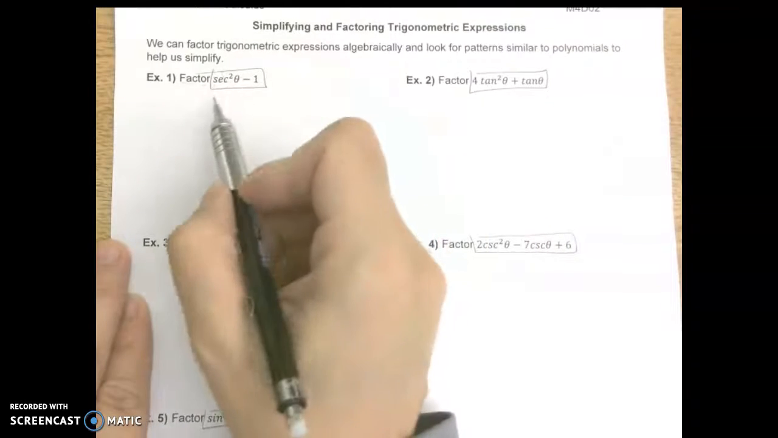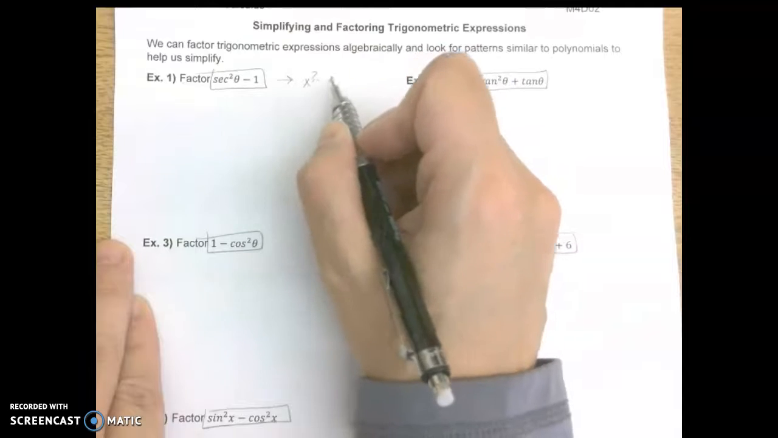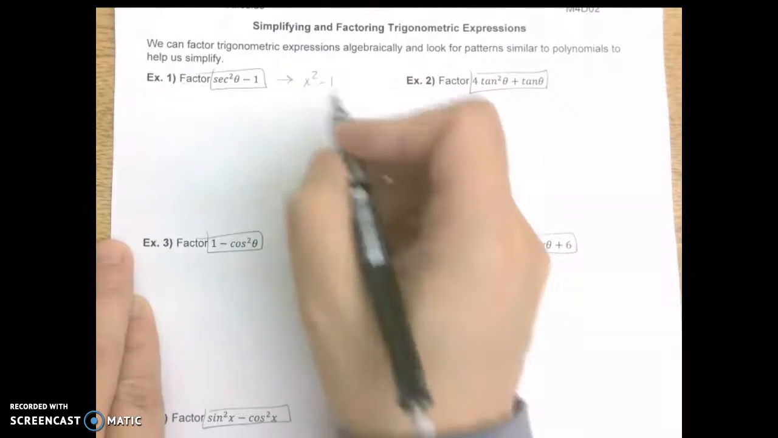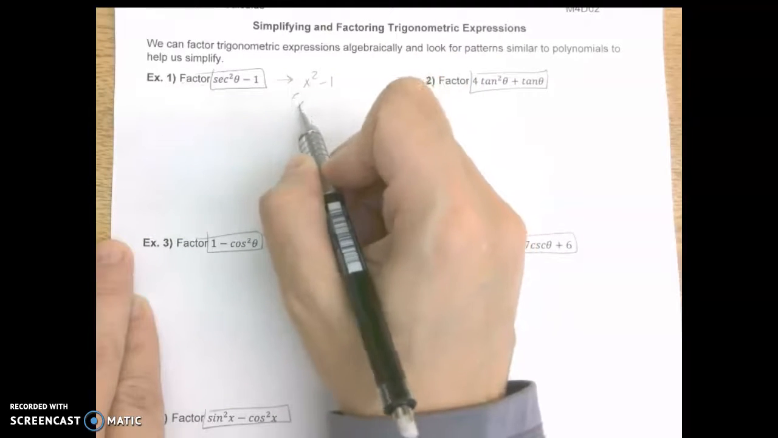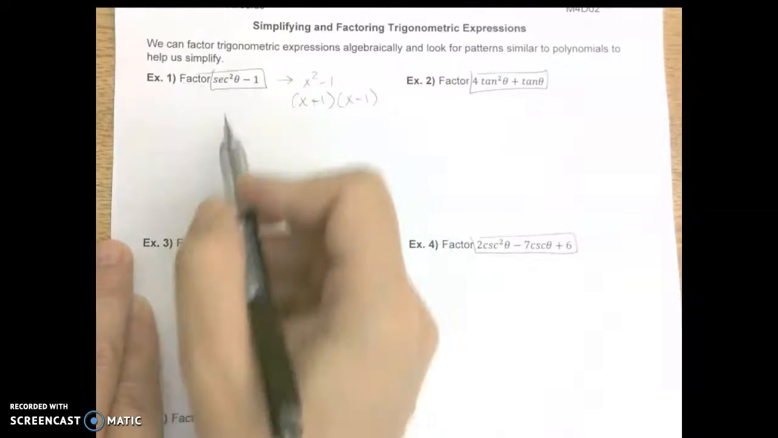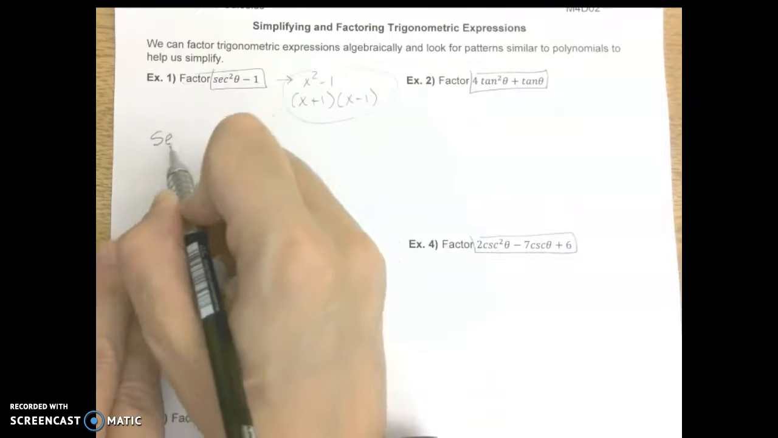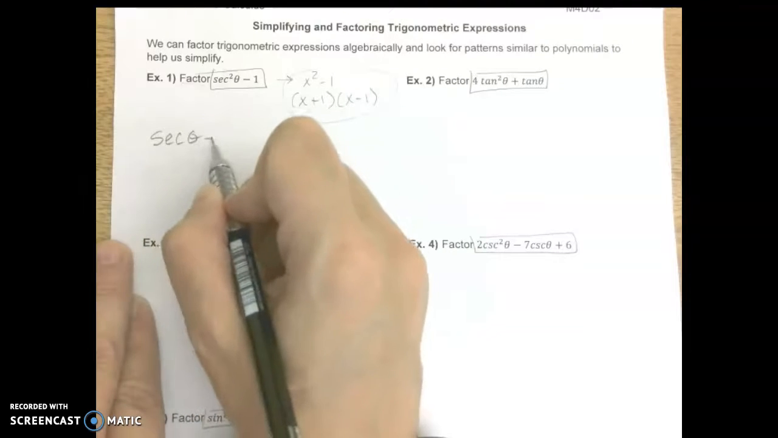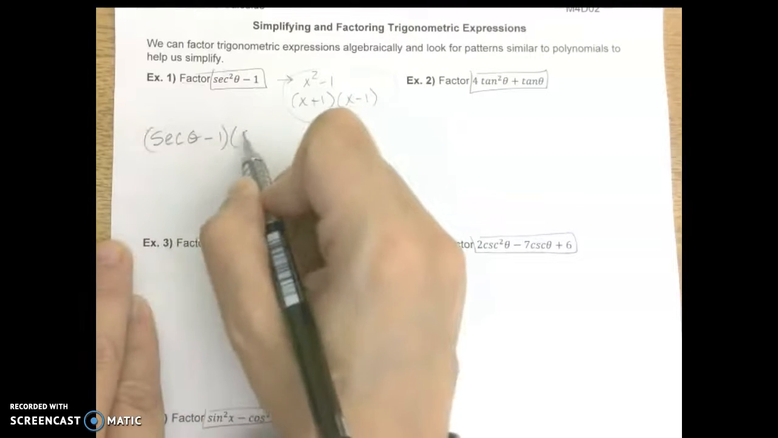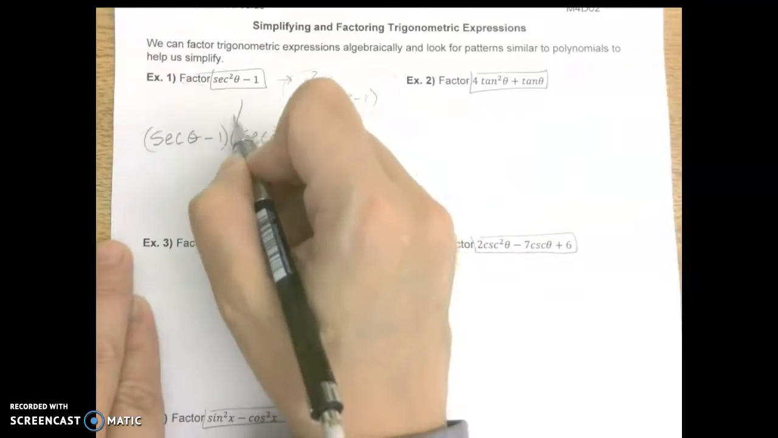2 or Algebra 1. This right here looks an awful lot like x squared minus 1, which is the difference of two squares. So this becomes x plus 1, this becomes x minus 1. So taking this algebraic principle, I can now do the secant of theta minus 1 times the secant of theta plus 1, and it is factored.